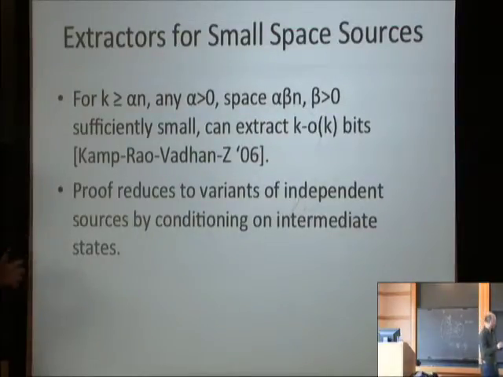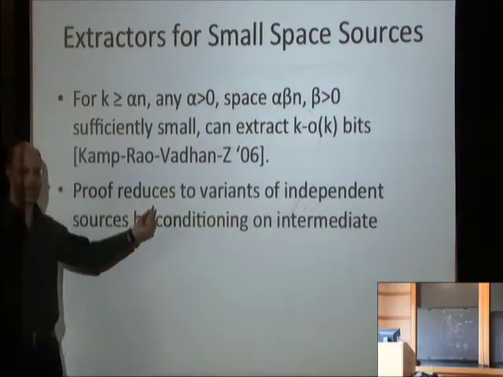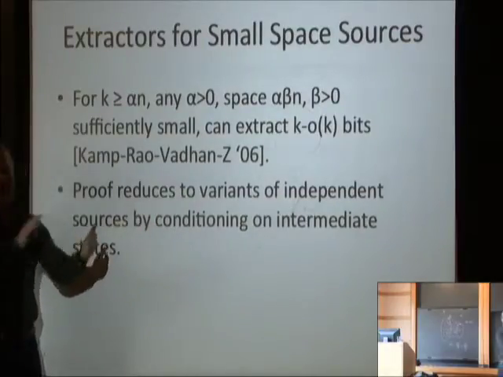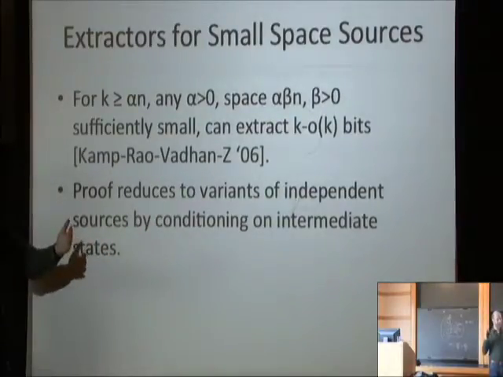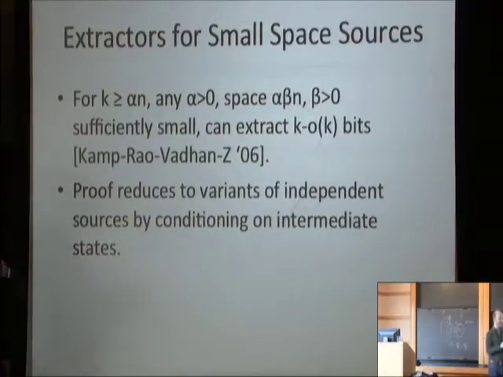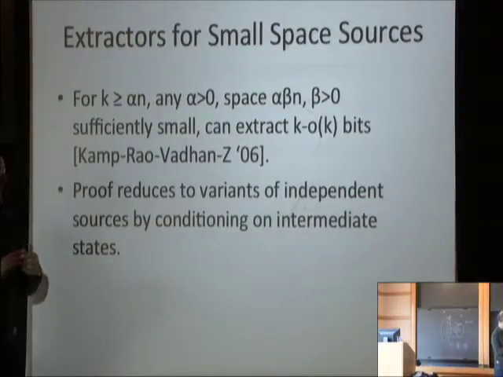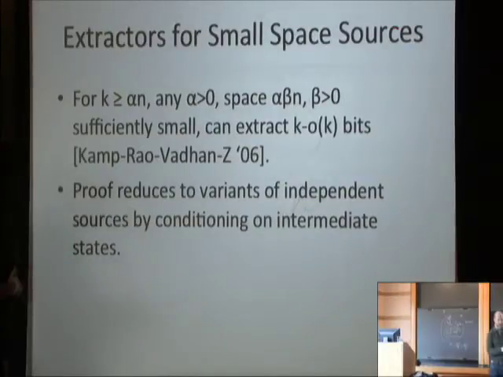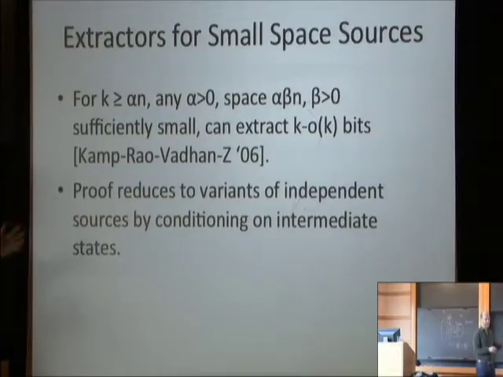The proof reduces to some variant of independent sources. Basically, if you condition on an intermediate vertex, the source before that vertex and the source after that vertex are independent. So that's the initial idea. That doesn't give you these results right away. You have to do some more work. But that's the initial idea.